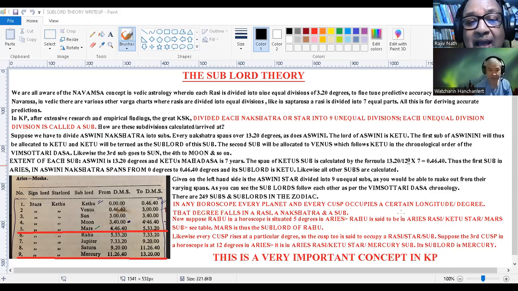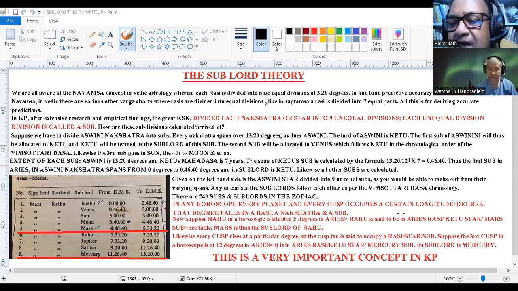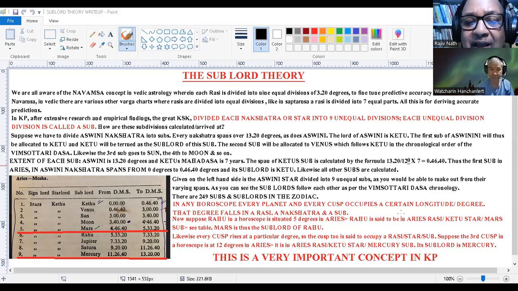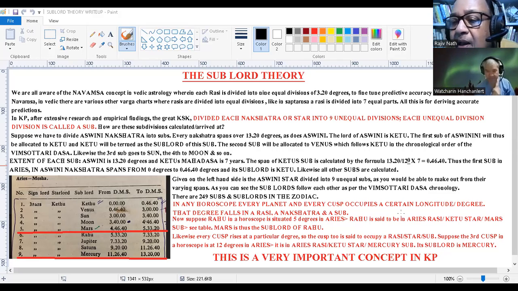Likewise, every cusp rises at a particular degree in a birth chart also. So the cusp too is said to occupy a Rashi, star and sub. Suppose the third cusp in a horoscope is at 12 degrees in Aries. It is in Aries Rashi, Ketu star and Mercury sub; its sub lord is Mercury. This is a very important concept.